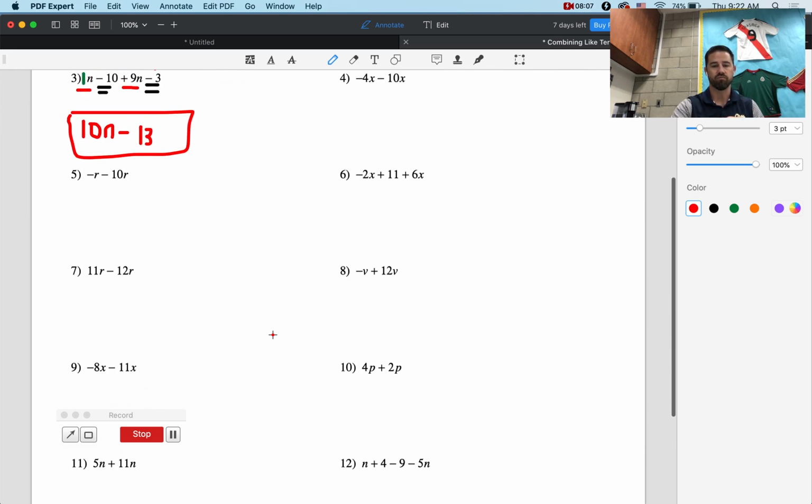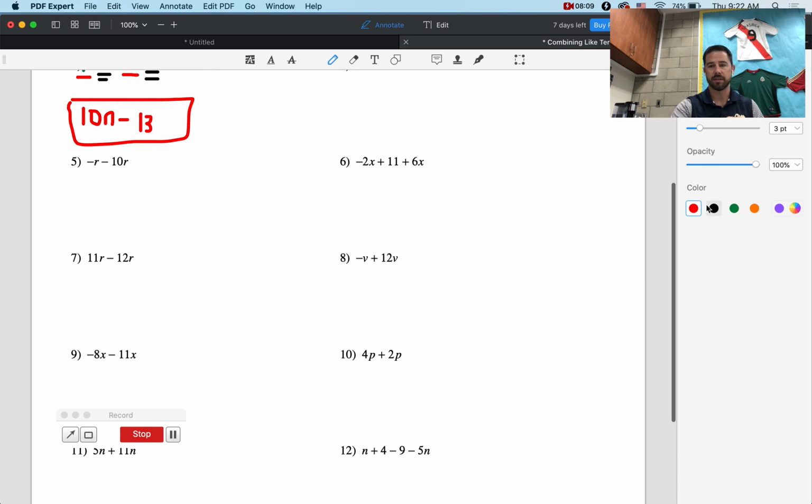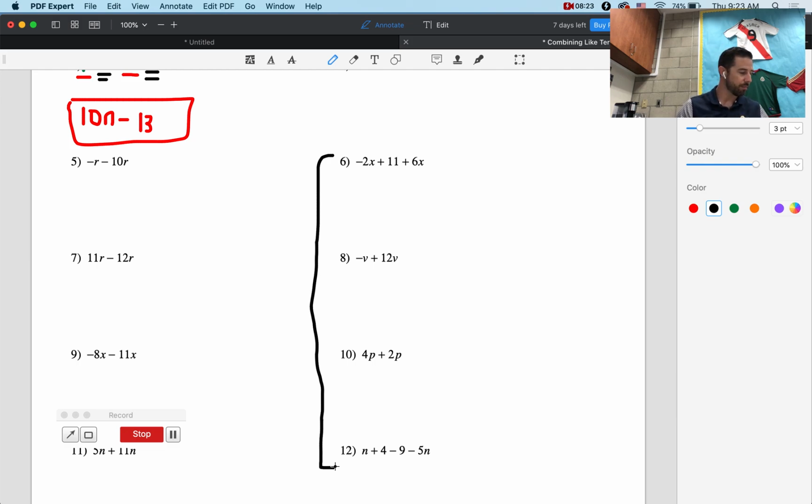Okay, now let's look at these guys right here. 6, 8, 10, and 12. Okay, I want you to press pause. I want you to do 6, 8, 10, and 12 on your own. Okay, and then you can press play, and we'll go over them together as a class.